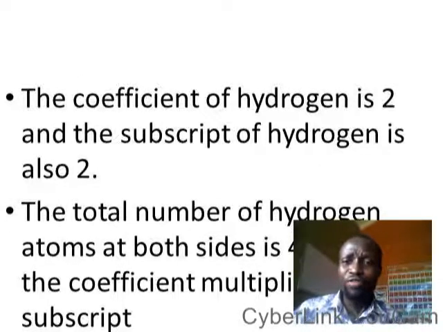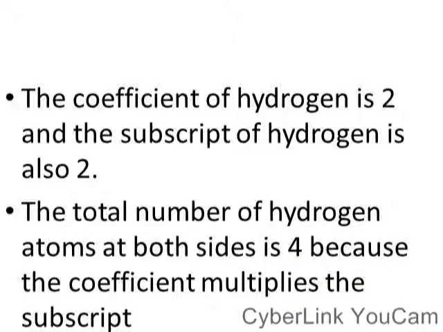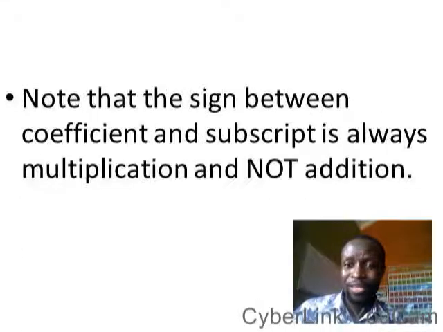Now the coefficient of hydrogen is 2, and the subscript of hydrogen is 2 also. The total number of hydrogen at both sides is 4, because the coefficient multiplies the subscript. That is how to go about it. Note that the sign between coefficient and subscript is also multiplication, not addition.